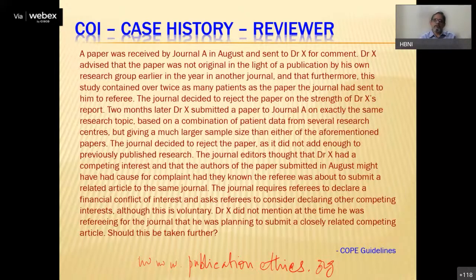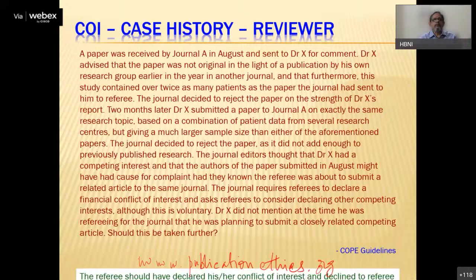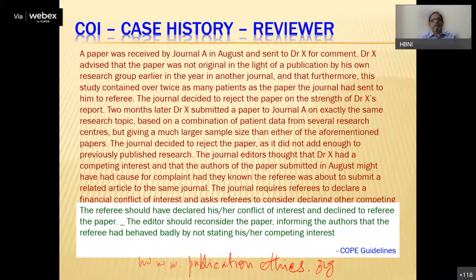So how should this be taken further? The result is that the referee should have declared his or her conflict of interest and declined to referee the paper. So the editor should reconsider the paper, informing the authors that the referee had behaved badly by not stating his or her competing interests. So that applies a kind of closure to that particular case.